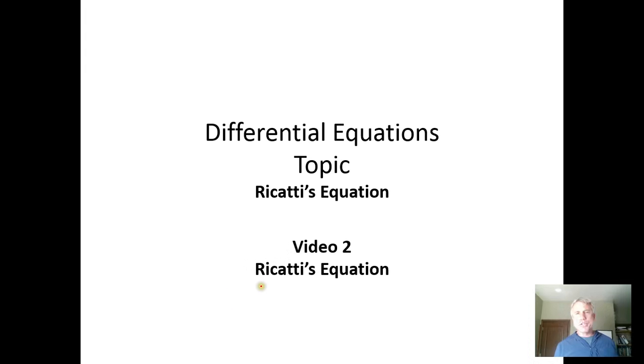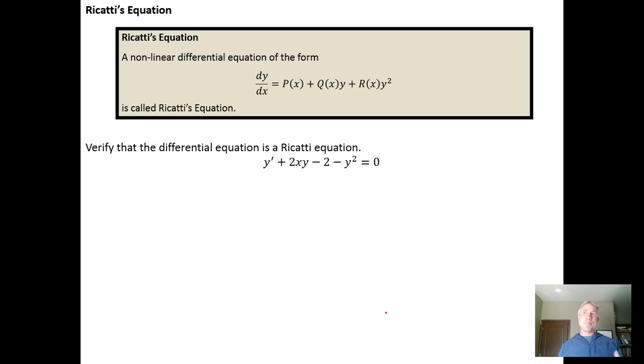So in this video we're just going to introduce Riccati's equation, and then in subsequent videos we'll develop the solution techniques for it. The Riccati equation is going to be a differential equation that has the form dy/dx equals a function of x plus a function of x times y to the first power plus a function of x times y squared.